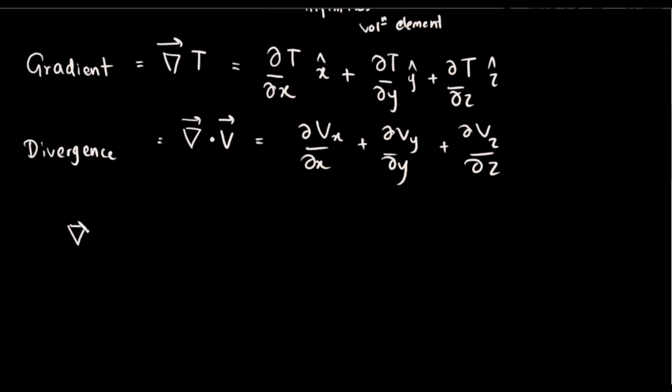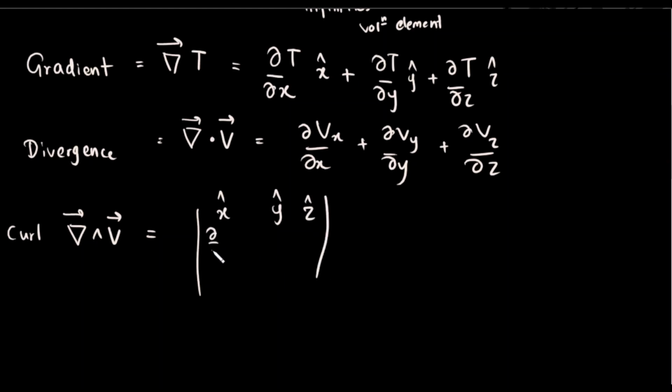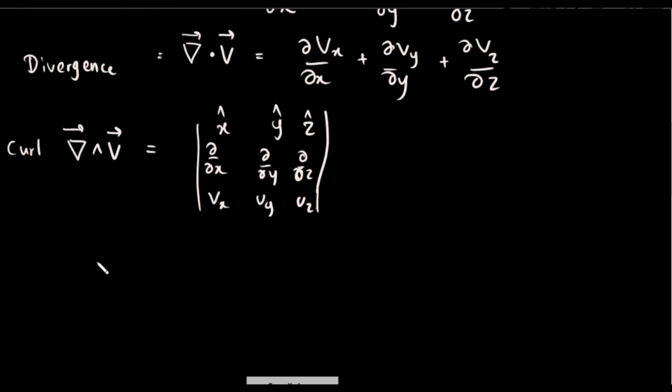Now if we have the curl, that means the del operator cross product with the v vector. So we can put this into the matrix format: x, y, z hat, then ∂/∂x, ∂/∂y, and ∂/∂z, and we have vx, vy, vz at the bottom of the determinant. If we calculate the determinant, we can get the expression for the curl of v. So this is just from the Cartesian coordinate system.